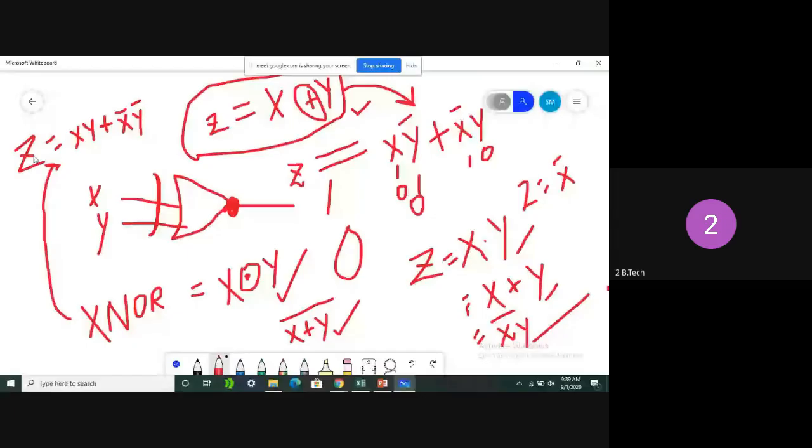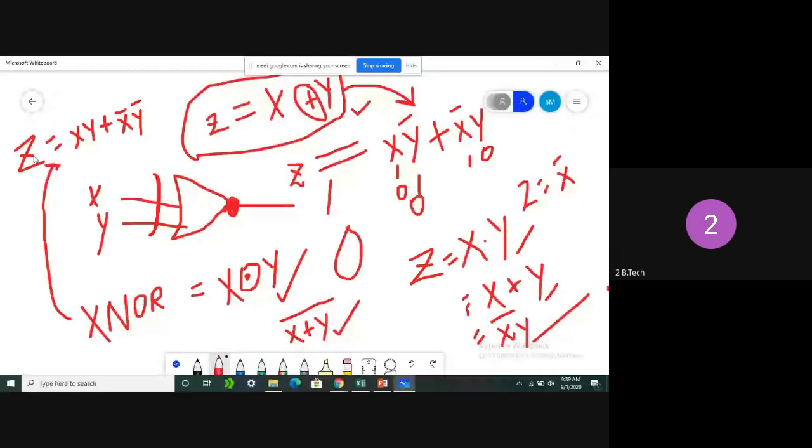Fundamental gates are what we have discussed up to now. There are 3 fundamental gates. Again, I am repeating: the AND gate is one of the fundamental gates, the OR gate is one of the fundamental gates, and the NOT gate is also one of the fundamental gates. These 3 are the fundamental gates. And what are the 2 gates we have discussed? NAND and NOR. Not OR is nothing but the NOR gate. Not AND is nothing but the NAND gate. So the NAND and NOR gates are also called universal gates.